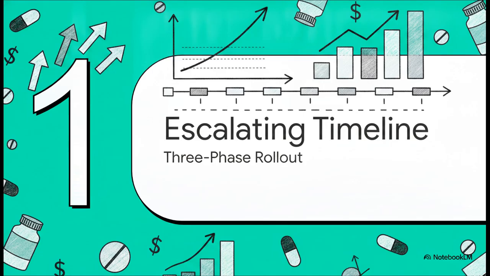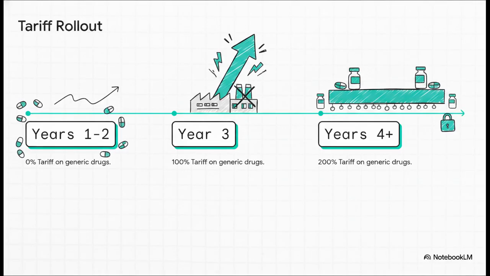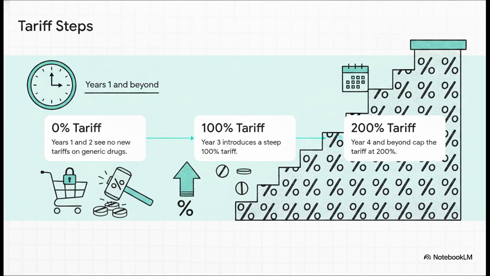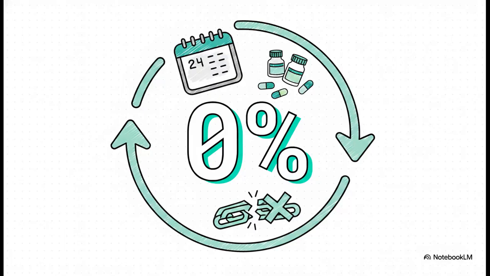All right, Section 1, the escalating timeline. The proposal outlines a very clear three-phase timeline, and it escalates dramatically. It's distinctly chunked out into an initial period, a sudden transitional spike, and then a permanent cap. The whole policy shifts from absolutely zero tariffs initially straight into some seriously steep penalties. Step 1 covers years 1 and 2, Step 2 hits right in year 3, and Step 3 covers year 4 and beyond. Let's isolate that first step for a second.